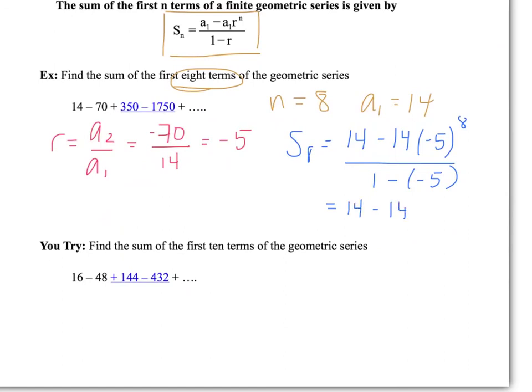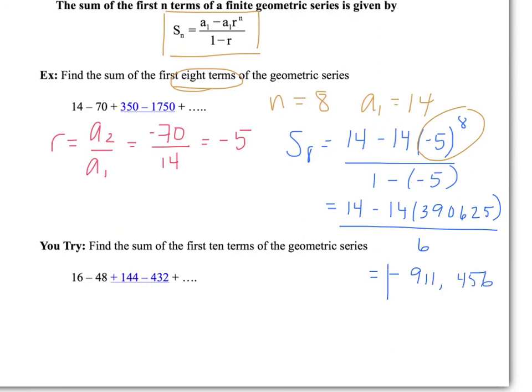This negative 5 to the 8th needs to stay together. So you need to figure out what that is on its own. That's going to be 390625, all over 6. Just plug that into your calculator and do some simplification. You should get negative 911,456. That's the sum of the first 8 terms of that geometric series.